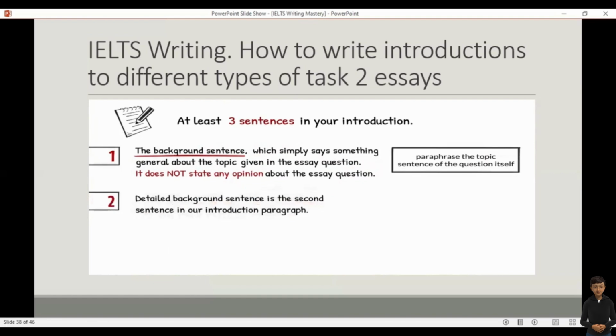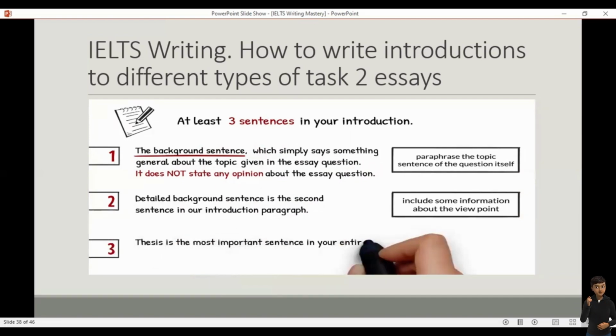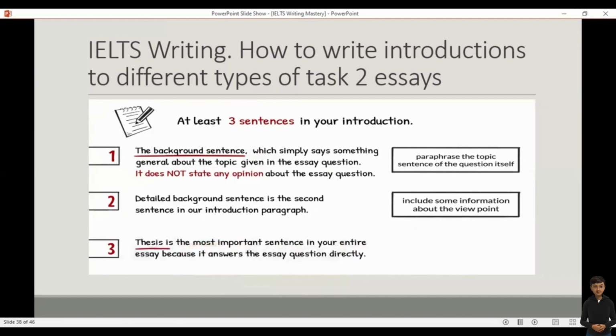Detailed background sentence is the second sentence in our introduction paragraph. It is a more detailed background statement, so in this sentence, you would probably want to include some information about the viewpoint. Thesis is the most important sentence in your entire essay because it answers the essay question directly. In the case of our essay question, we are being asked if we agree or disagree. In thesis, you should say clearly whether you agree or disagree.